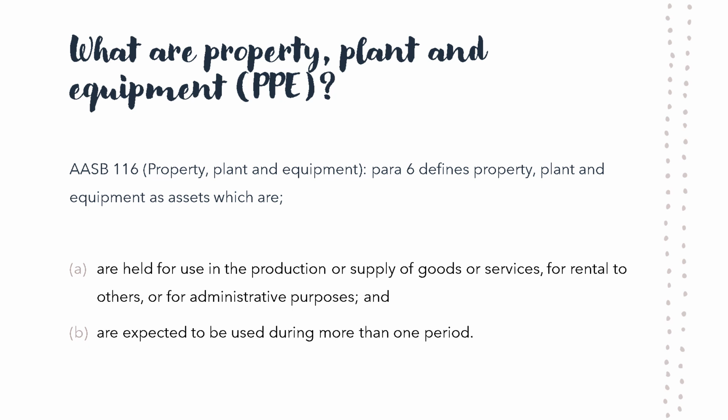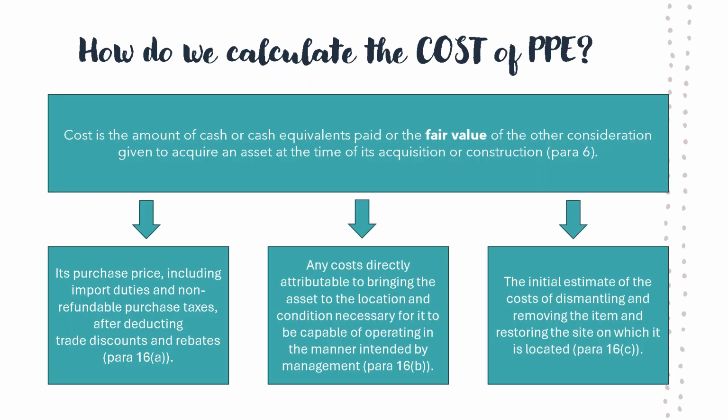Secondly, within paragraph B, it specifically states that these assets are to be used during more than one period. This means that property, plant and equipment will always be shown as a non-current asset on the balance sheet. Upon the initial recognition of property, plant and equipment, the cost of the PPE is to include any amounts paid or the fair value or market value of any other consideration provided to acquire the asset.